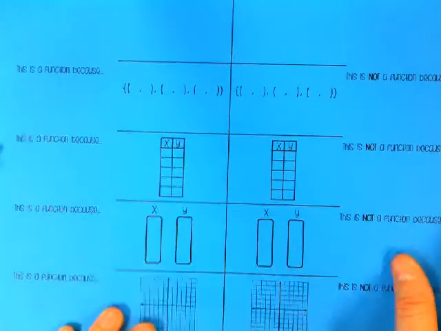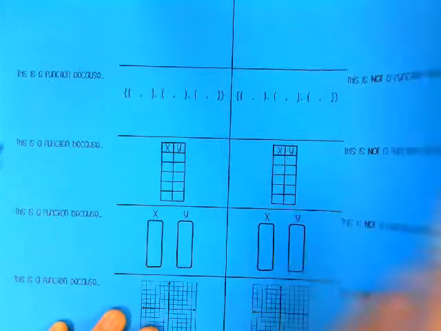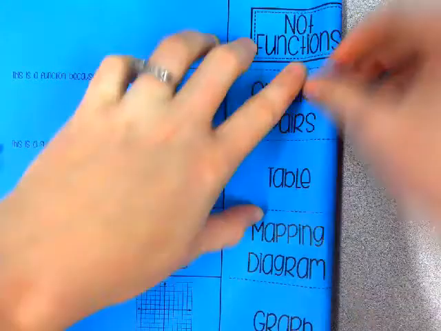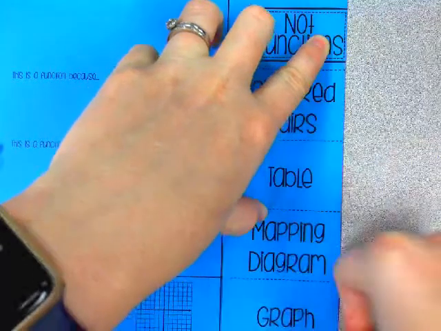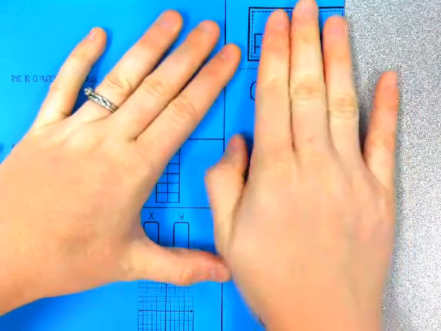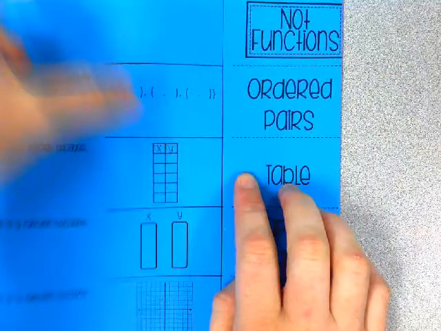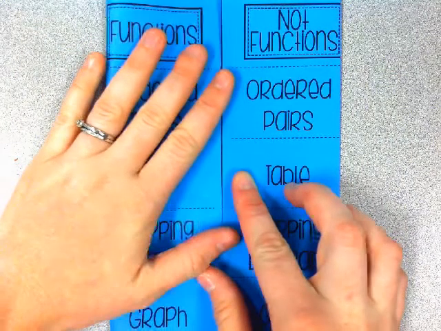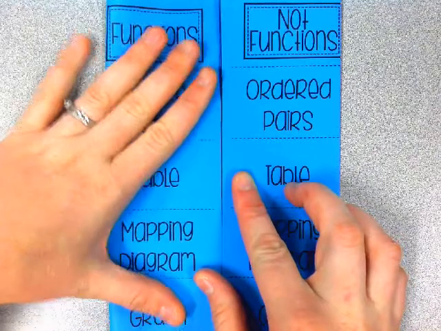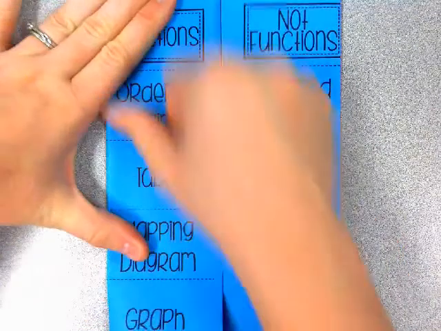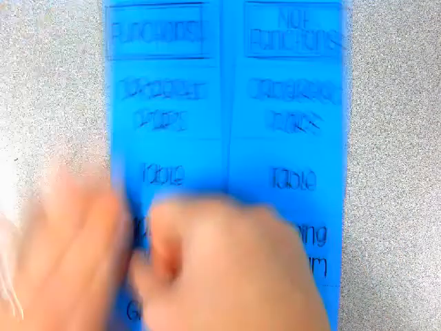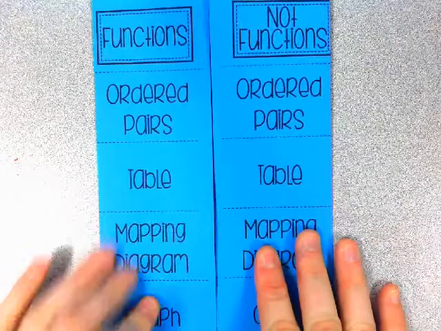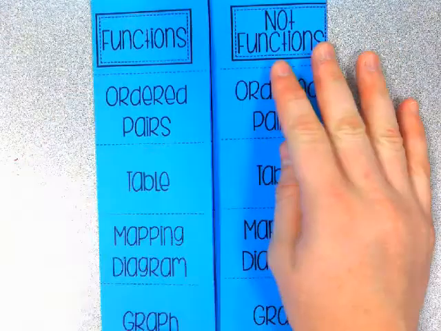So this is the foldable. Notice you're going to fold this in. So this side we're going to do examples of not functions. And this side we're going to do examples of functions. This will be glued into your notebook, or if you have a binder, it will just be hole punched in.